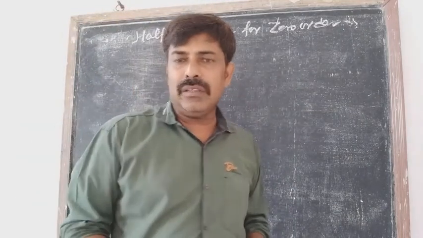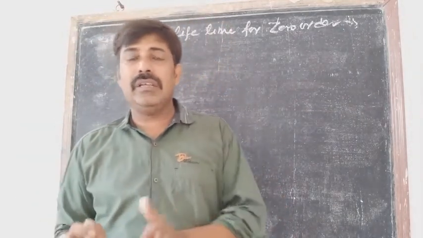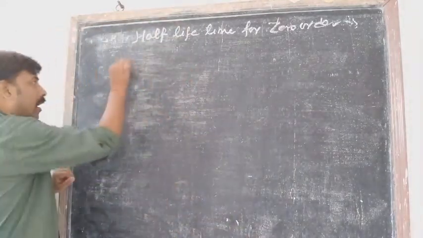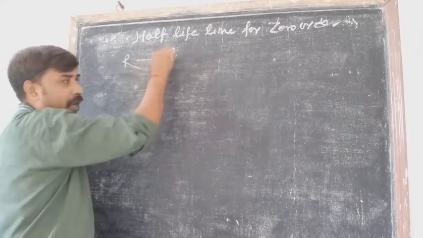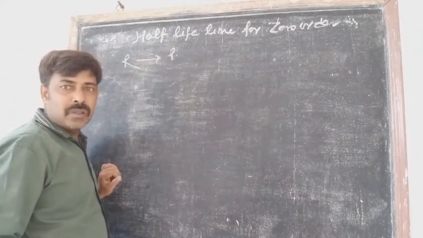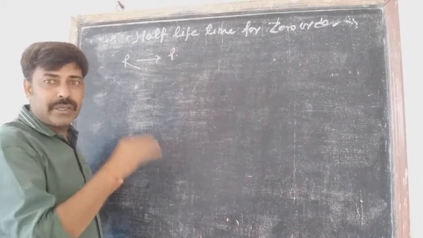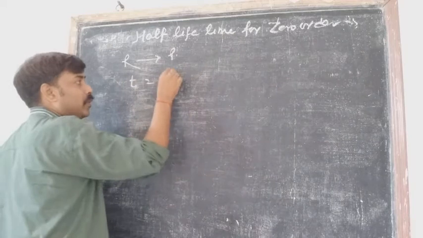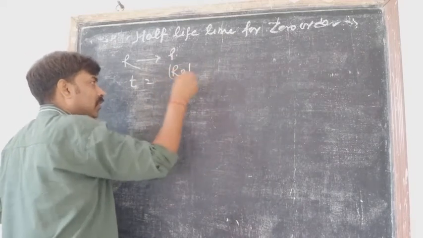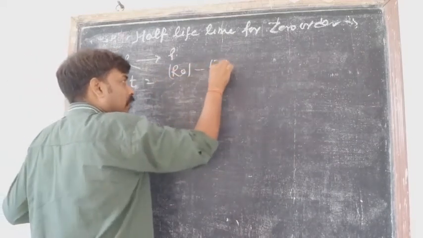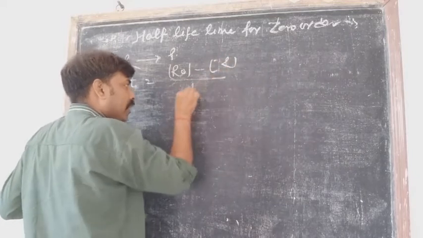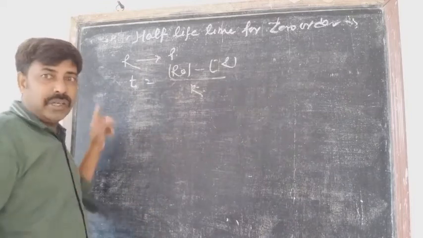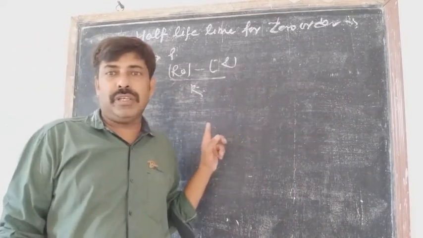We have already said that in this chapter we generally take the simplest reaction, that is the reactant R turning into product. For this specific reaction, the integral rate equation for the zero order is t equal to concentration R naught, that is the initial concentration, minus concentration R, divided by k. And this is the integral rate equation for the zero order reaction.